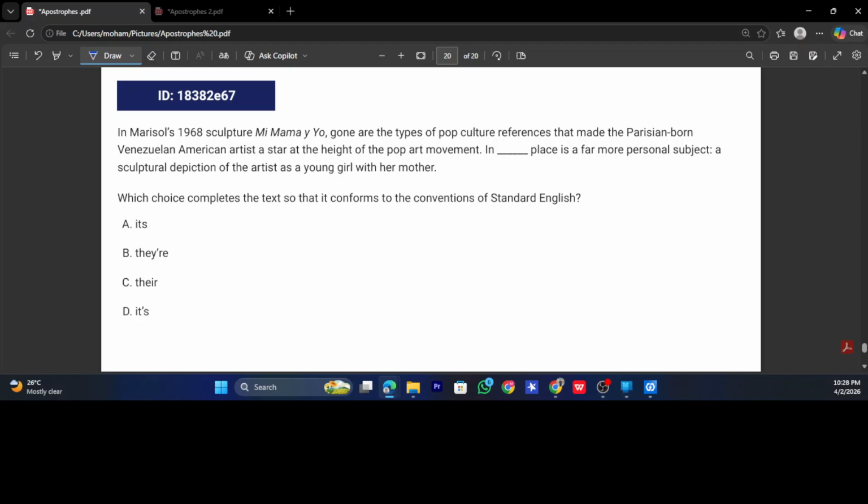So here is our plural noun, types. So you need a plural possessive. C is the only correct answer because A is singular. It is not a possessive. So D is also cancelled out.